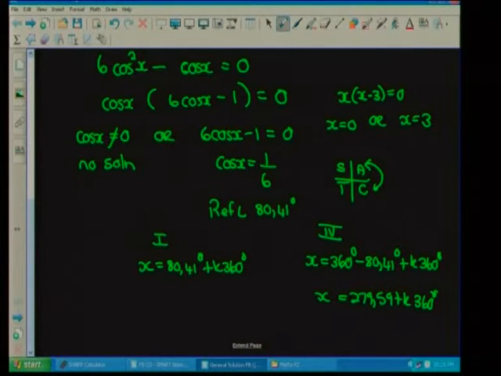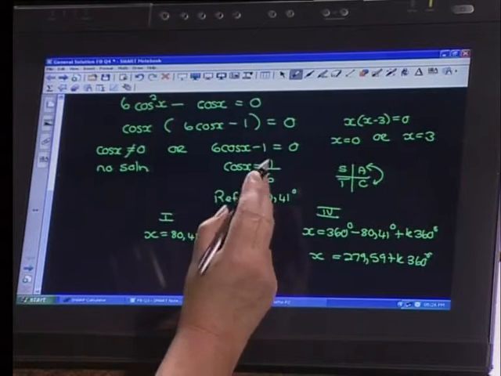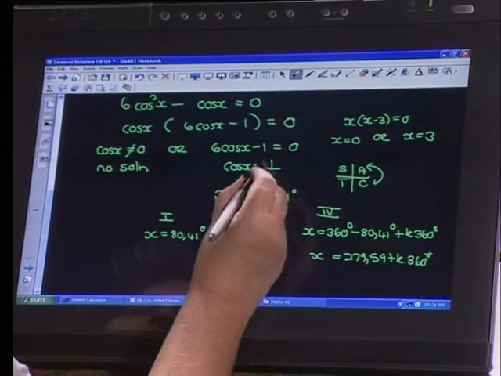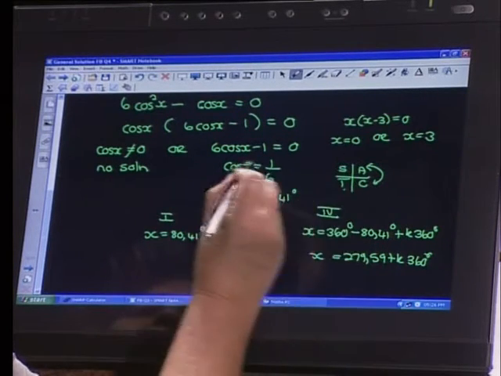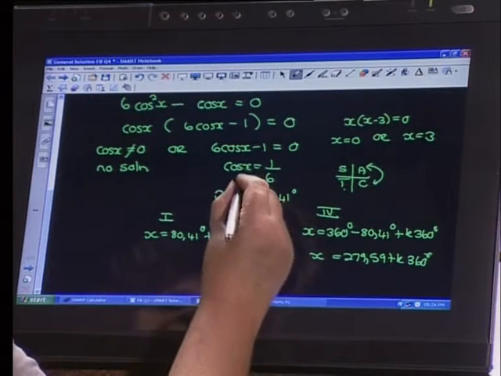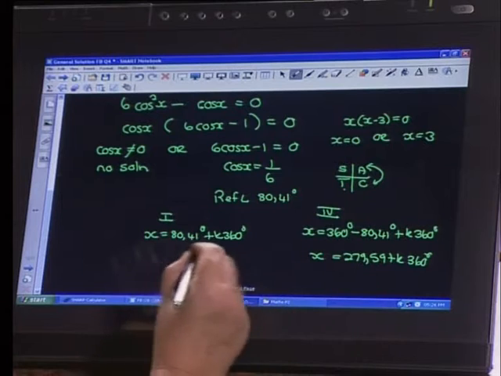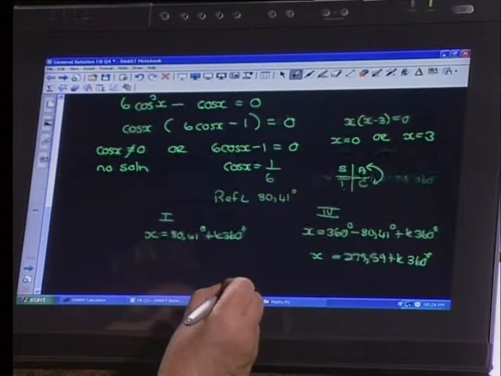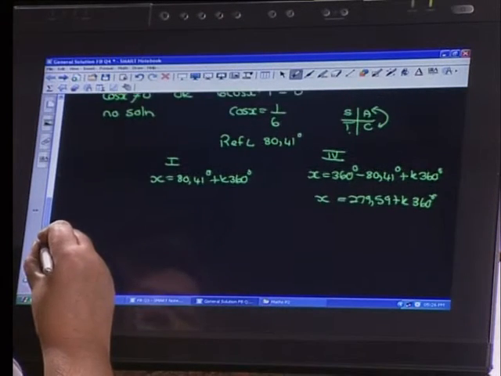Just a little warning here, if there had been a negative here, all we would have done is work in those two quadrants. And if there was a complicated angle here, we would have had, say, 2x, and then we first would have divided. Now, the other method I was showing you earlier is much easier.